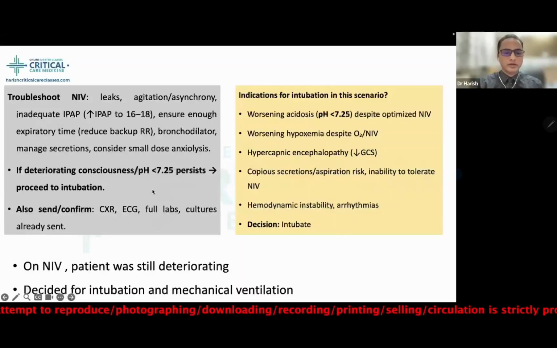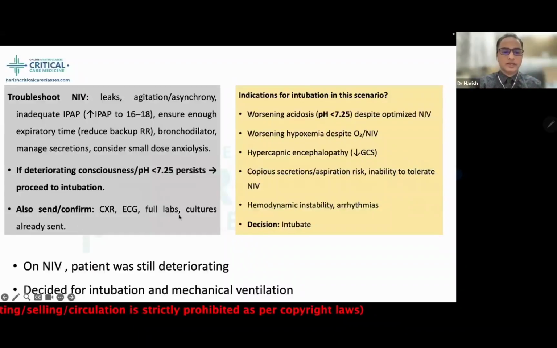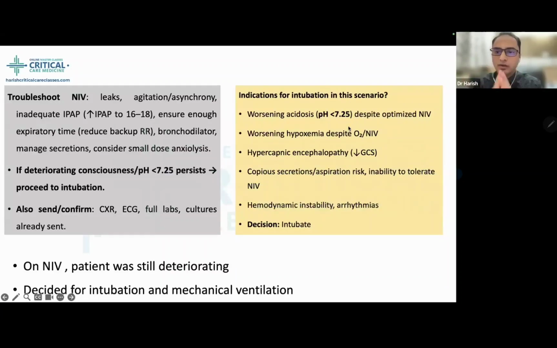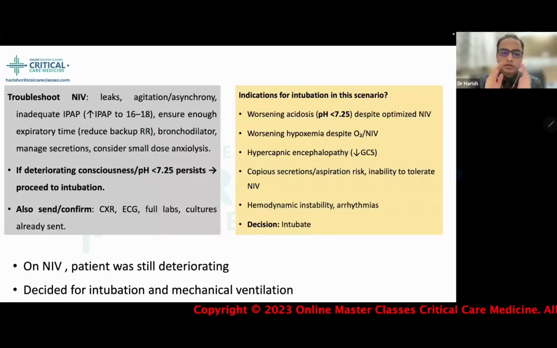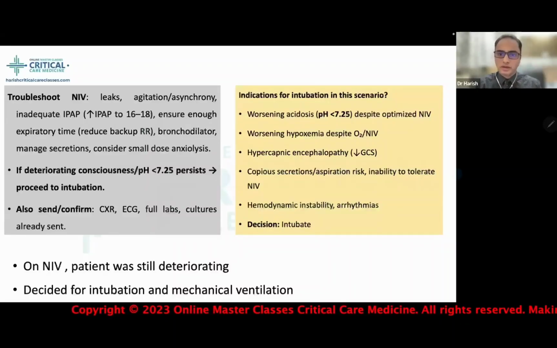Okay, if there is deteriorating consciousness or pH is less than 7.25, proceed to intubation. Also again confirm chest x-ray, ECG, full labs, culture, if not already sent. Get the report if it is already sent. Indications for intubation in this scenario: worsening acidosis, as I already told, worsening oxygenation, worsening GCS, copious secretion with increased risk of aspiration, unstable hemodynamics, arrhythmia. You need to consider intubating the patient. On NIV, the patient is still deteriorating, so we decided for intubation and initiating mechanical ventilation.